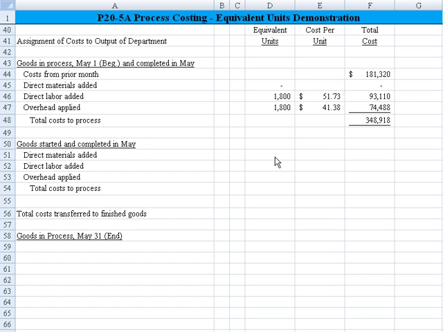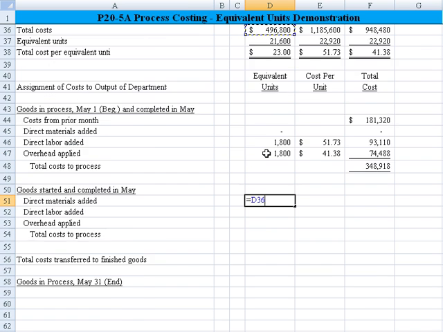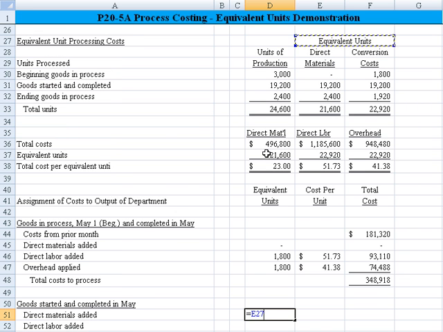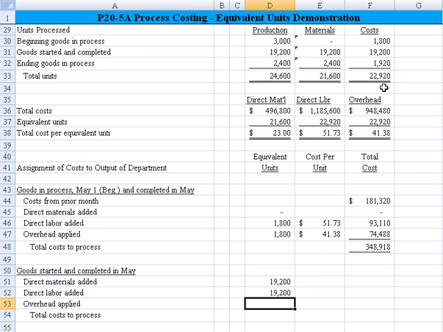Okay, now we need to work on that goods started and completed. Direct materials added, the equivalent units would come from above. It's the 19,200 equivalent units for material. Let's make sure we're in the right area. Yep, right there. And then the direct labor would come from the same conversion cost equivalent units, and overhead is going to be from the exact same location above.